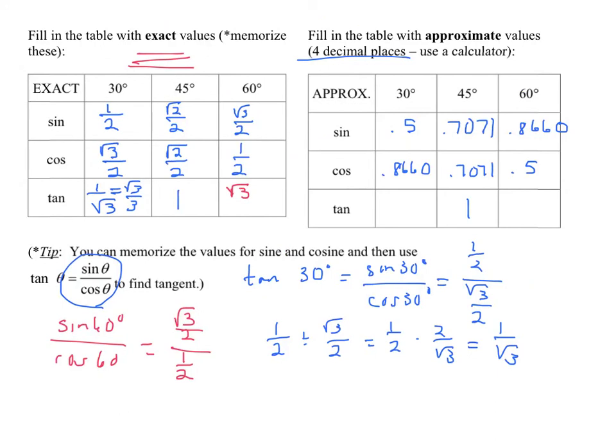Good. The tangent of 30 is 0.5774 approximately. And the tangent of 60 is 1.7321. Cool? Now you're going to be able to use these exact values to do the homework assignment associated with this lesson. Good luck and have a great time doing the math.